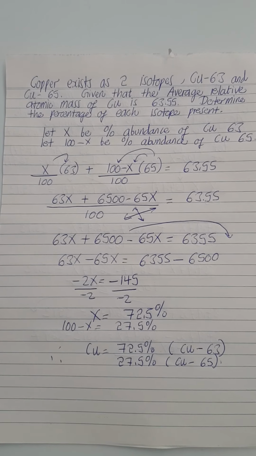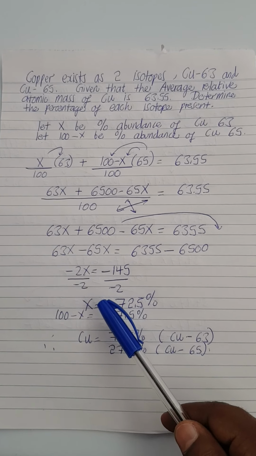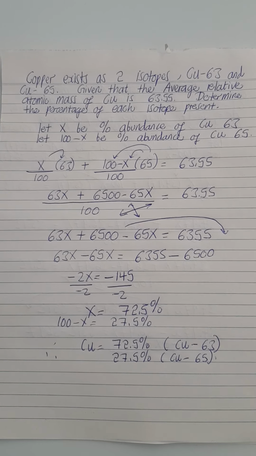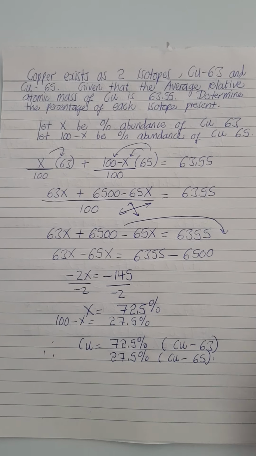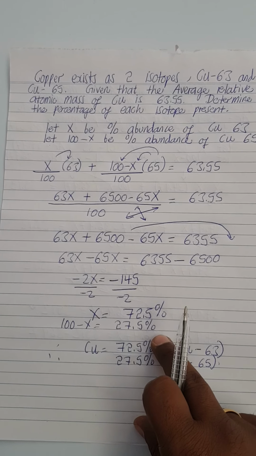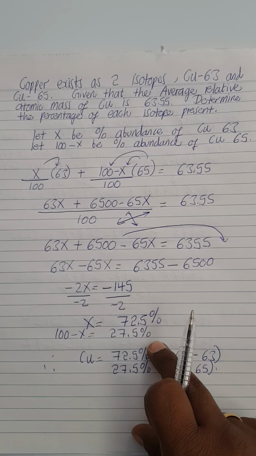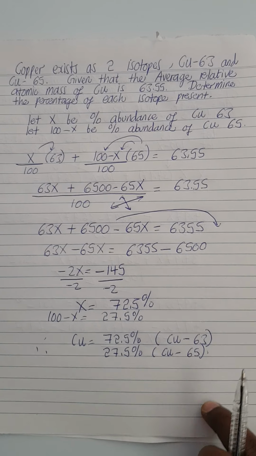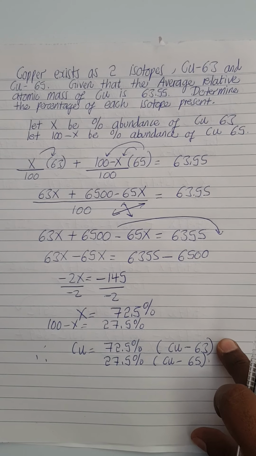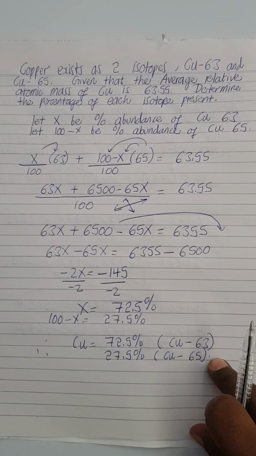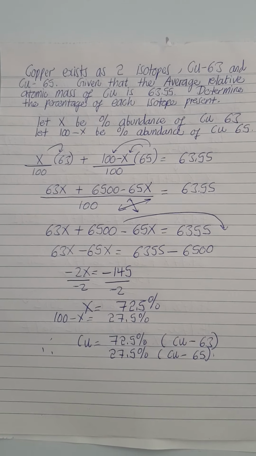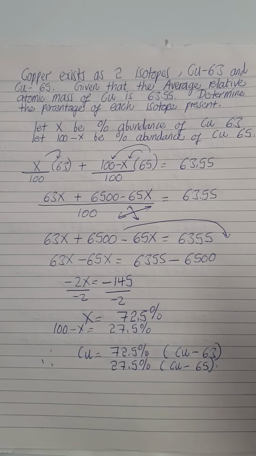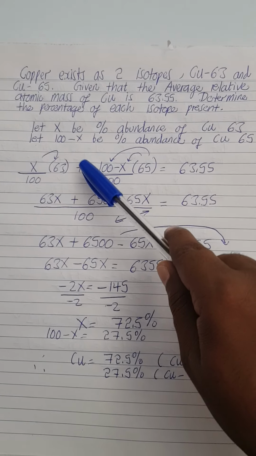All we need to do now is divide by negative 2. Whatever you do on your left hand side, you have to make sure you do on the right hand side. So X therefore becomes 72.5, and 100 minus X is 100 minus 72.5, which is 27.5. Therefore your final answer is: the percentage abundance of copper-63 is 72.5%, and the percentage abundance of copper-65 is 27.5%.